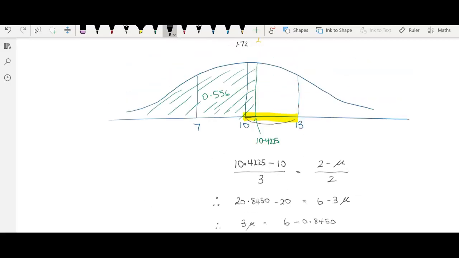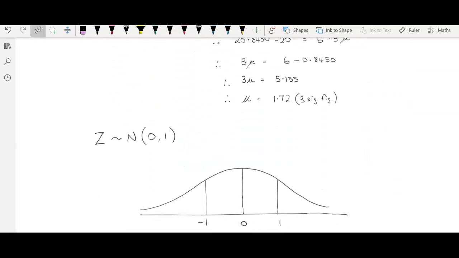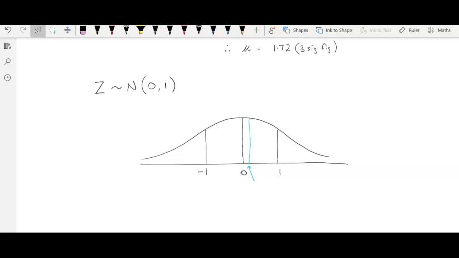So if we go back to this question, 0.556, where were we? About here. Okay, so what we're going to do now is find this value here, which is known as the Z score, in a standardized normal distribution. So this area here is 0.556. Let's find out what our Z score is by going into a calculator.